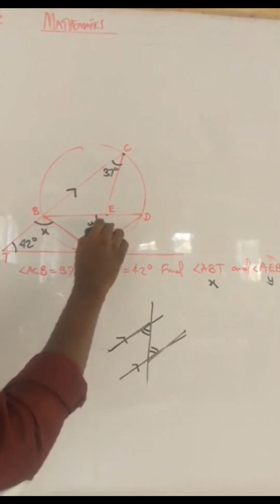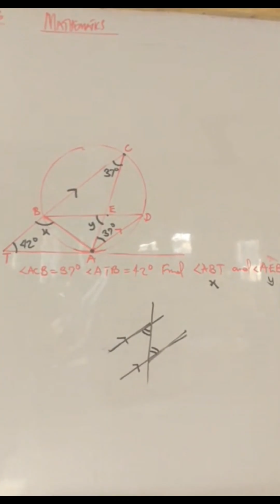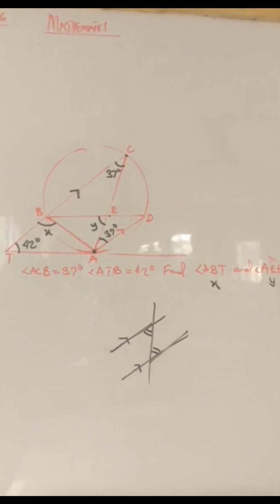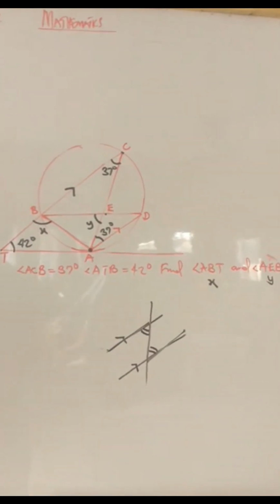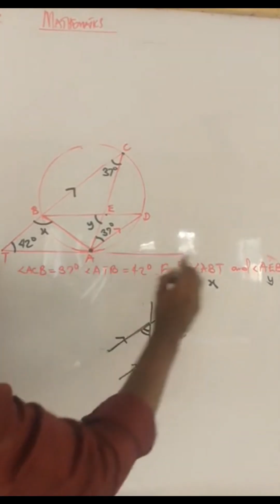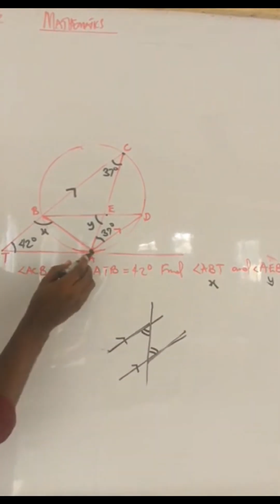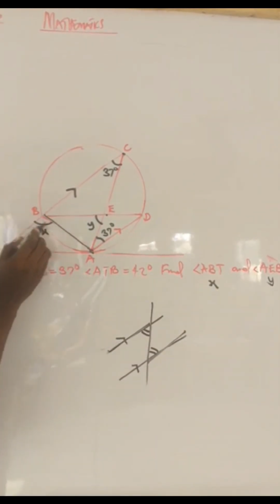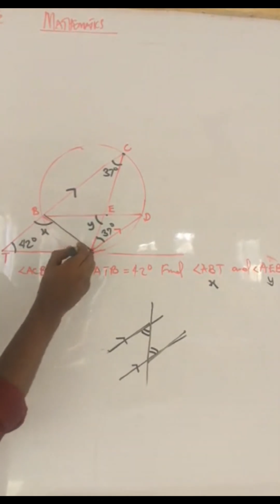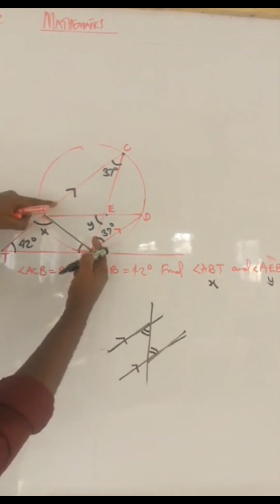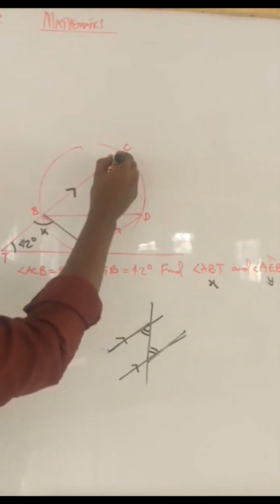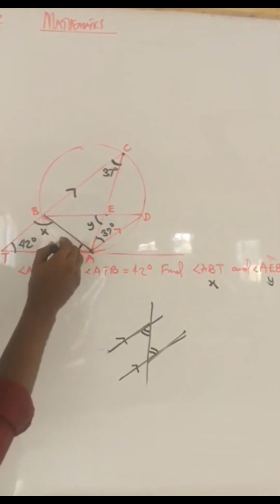Without being told, we have to know that those two angles are equal because they are alternate to each other. If you notice, this TA is a tangent and this is the point of contact. And from here, we have this chord. Definitely, this is a segment. So this angle here must be equal to the angle in the alternate segment, which is 37.